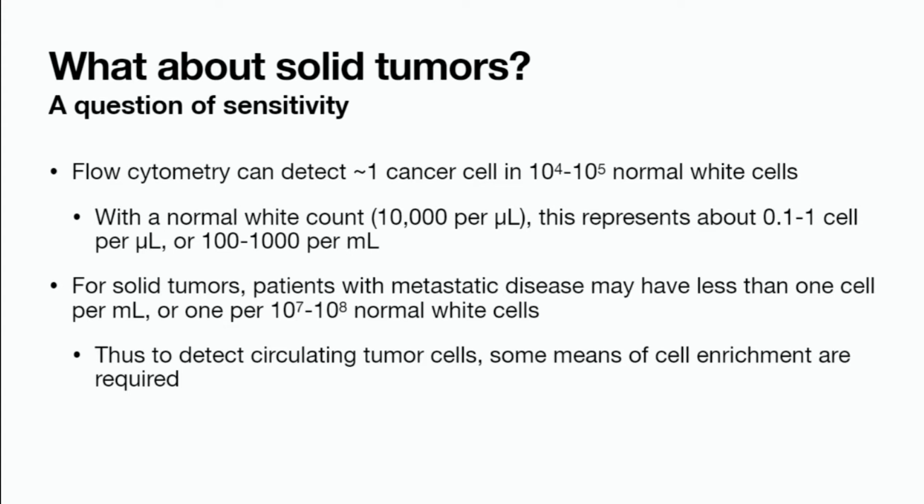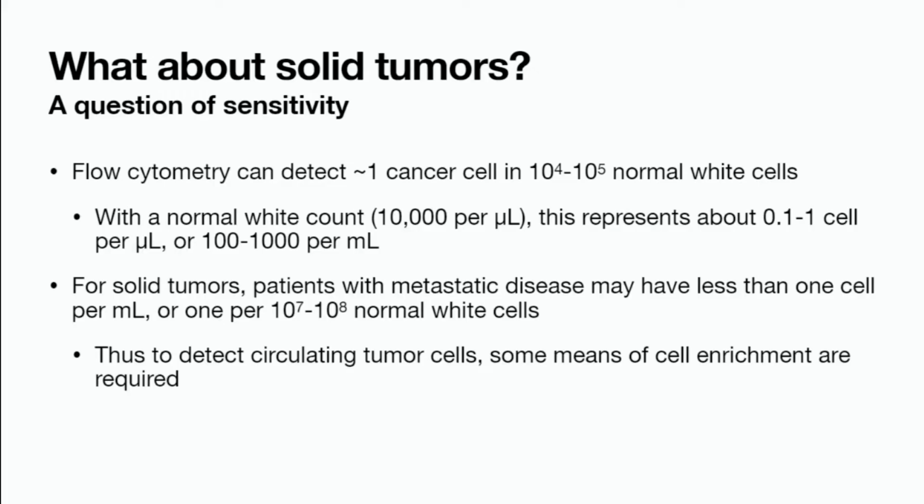Flow cytometry, what we've been talking about so far, can pick up about one cancer cell in between 10,000 and 100,000 normal white blood cells. So if you take a normal peripheral blood, for example, which let's say for the sake of math has 10,000 white cells per microliter, flow cytometry can detect residual disease if you have between 1/10 and 1 cell per microliter, or about 100 to 1,000 cells per milliliter. That doesn't sound like a lot, but that's actually a fair number of cells.